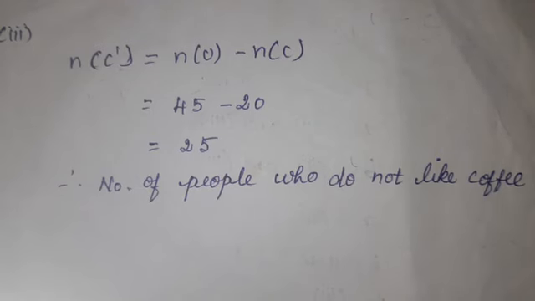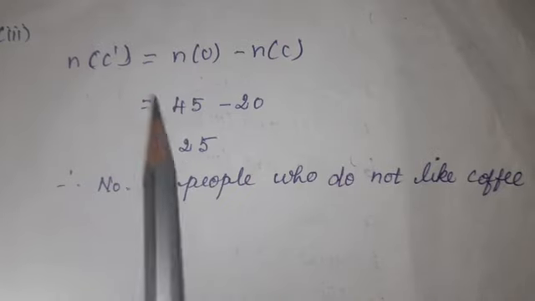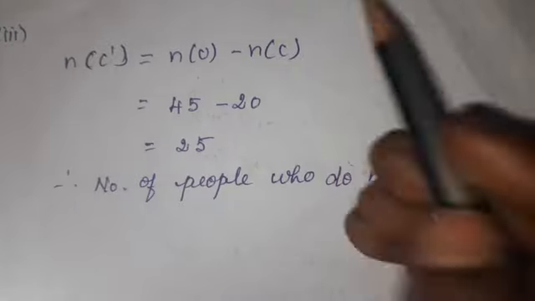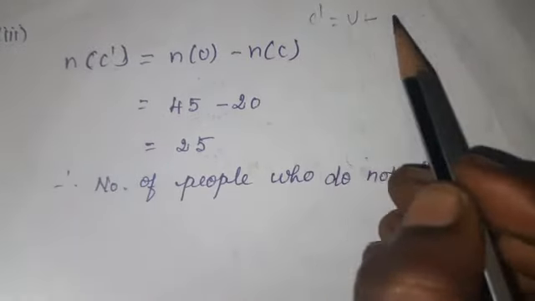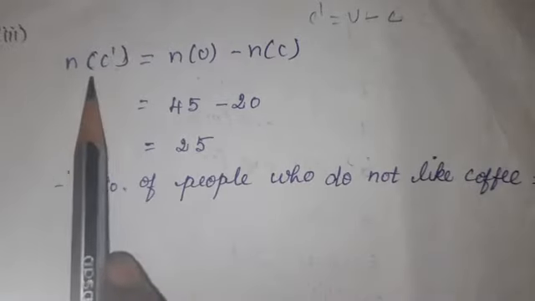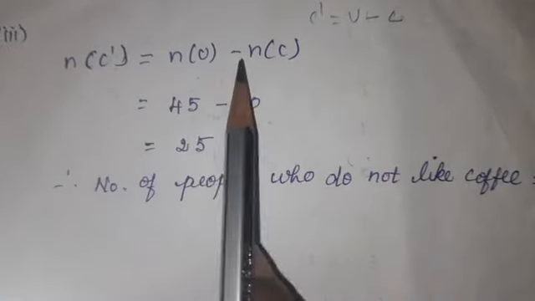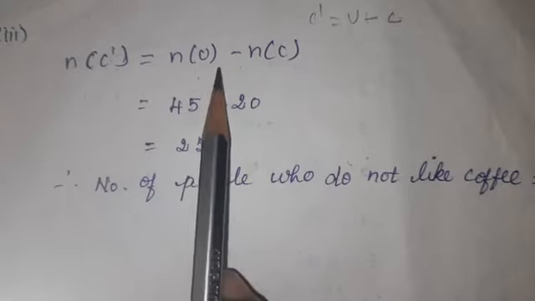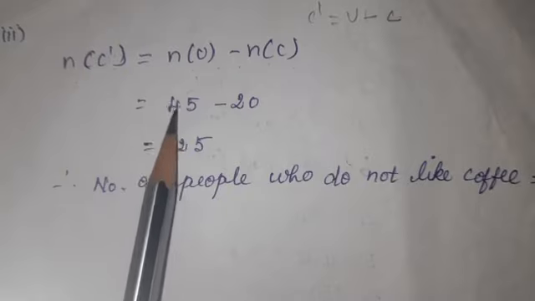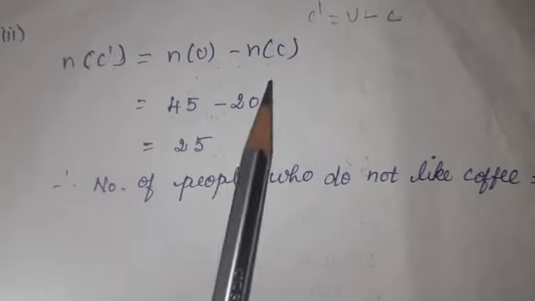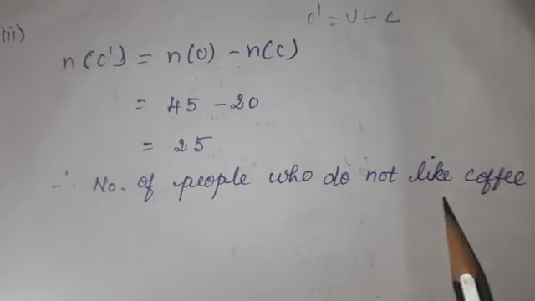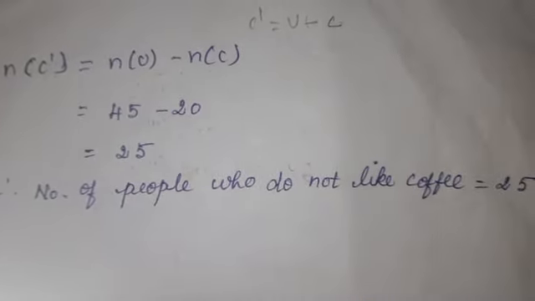Third question, find the number of people who do not like coffee. Do not like coffee means C complement, C is coffee. C complement means U difference C. That can be written as n of C complement is equal to n of U minus n of C. n of U already told, that is n of T union C, it is 45, minus n of C value is 20, is equal to 25. Therefore, the number of people who do not like coffee is 25.